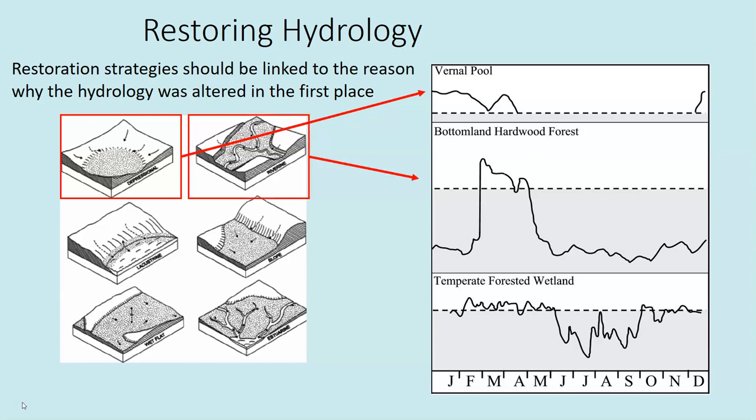Whereas a bottomland hardwood forest is a riverine. So if you're nowhere near a river and you're trying to create a bottomland hardwood forest, you're probably going to have a pretty tough time. And then a temperate forested wetland, which occurs in the southeastern United States fairly commonly, is a wet flat.